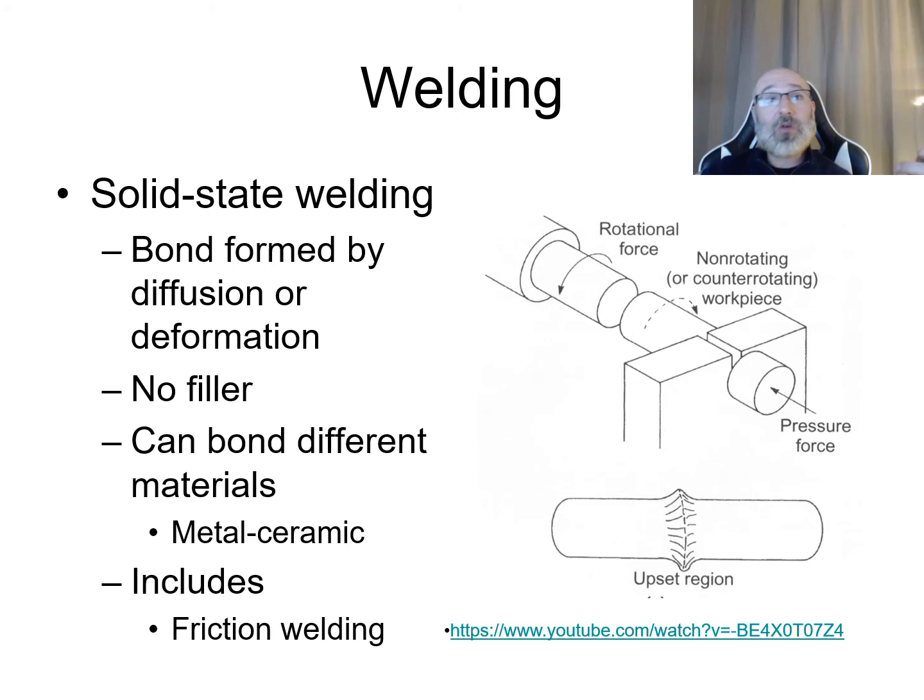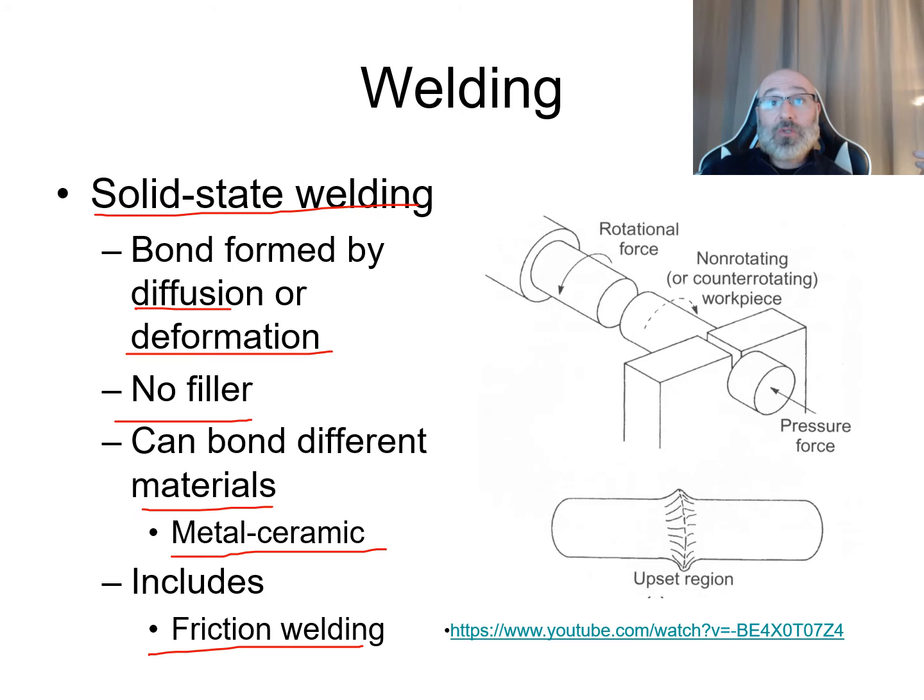Another type of welding that can be used is solid state welding. This is when a bond is formed by either diffusion or deformation. There's no filler, and this can bond different types of materials. You could do a metal ceramic, something like that. So that's a huge benefit right there. We have dissimilar materials that we could use.